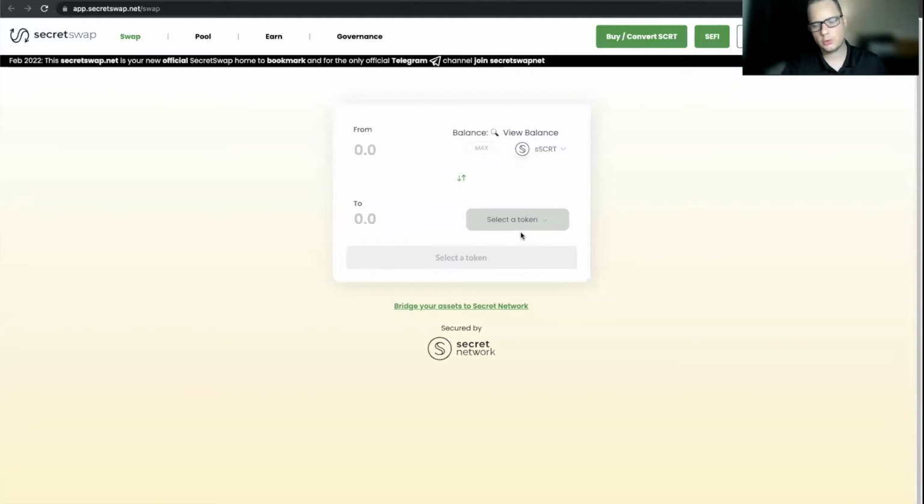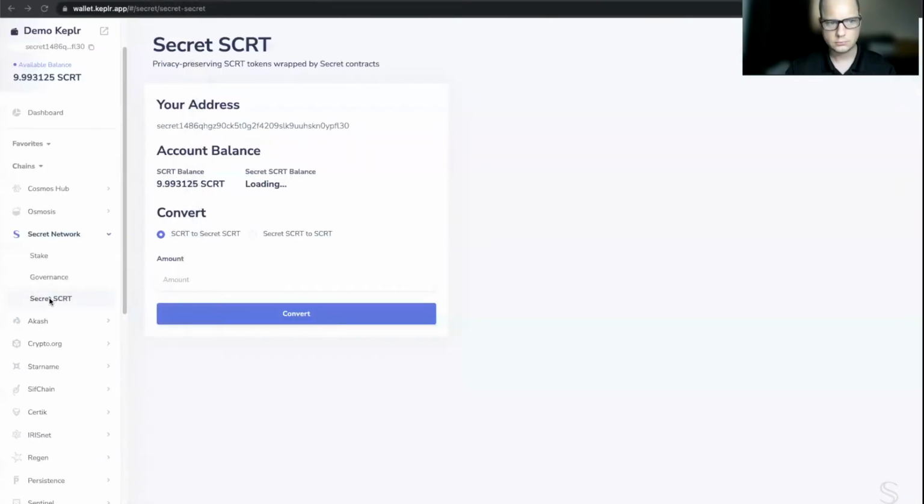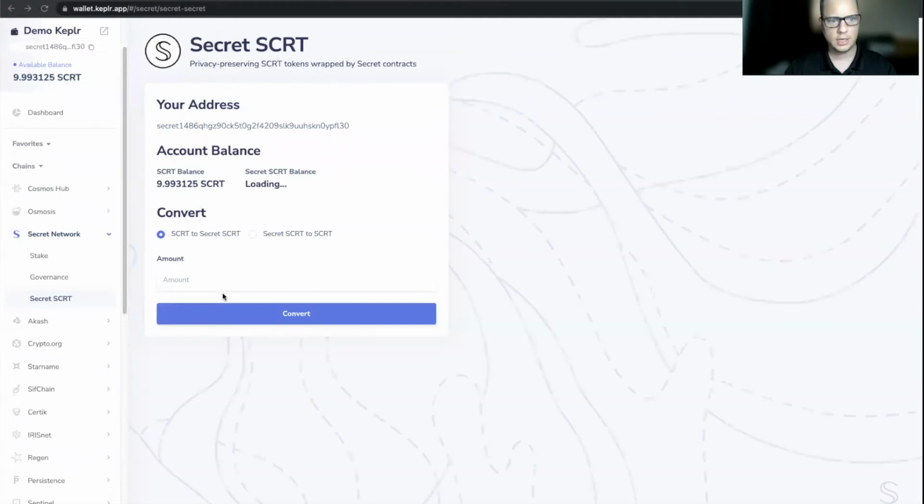Now you're going to realize that we're only able to use wrapped Secret, or sSCRT, which is the version of Secret that can be utilized in the Secret network. So in order to get our Secret tokens, we have to go back to Keplr, click down here, and I'll add that, approve. Basically I'm approving the Secret token to be added to my wallet, and now you can see that everything's approved.